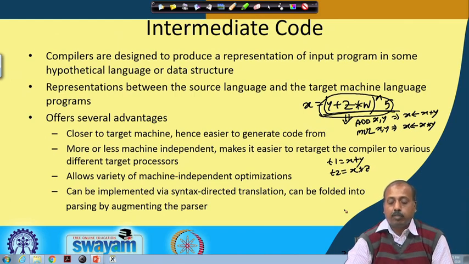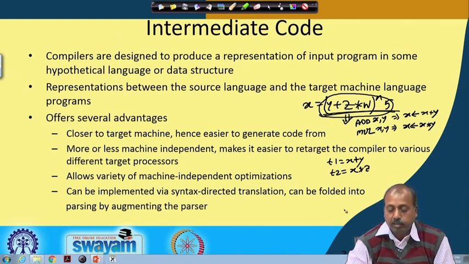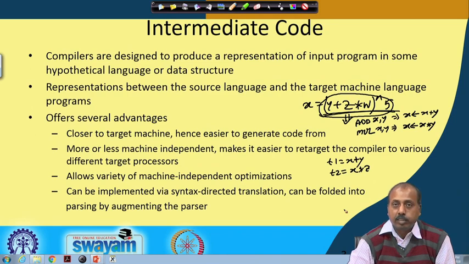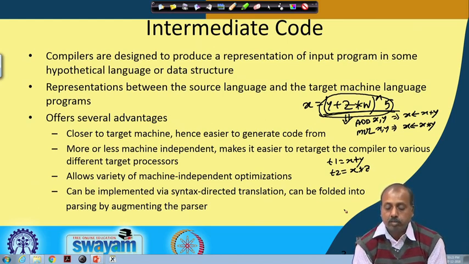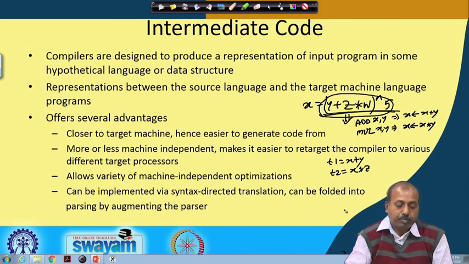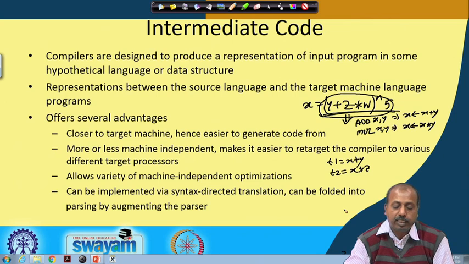And the number of operators that we have is close to the target language operators, and the number of operands is almost the same as the target language statement. Whatever the number of operands, for the operators here also we will have a similar number of operands. Mostly it is 2 operand, sometimes it is 3 operand, etc. So, it is closer to the target machine and hence easier to generate code from.